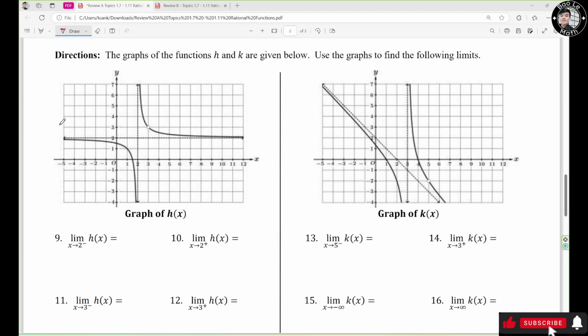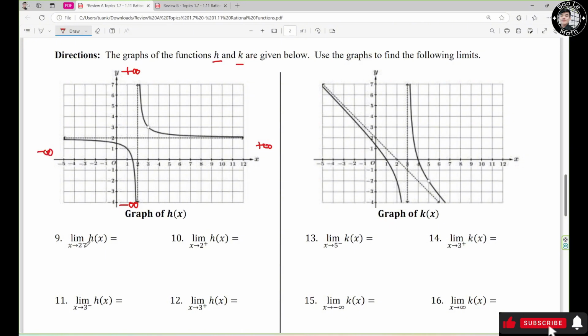Now let's move on to number 9, 10, 11, 12, 13, 14, 15, and 16. The graphs of the functions h and k are given below. Use the graphs to find the following limits. Now, number 9. The limit of the function h of s when s approaches 2 minus, right? First you need to label positive infinity, negative infinity, and negative infinity.